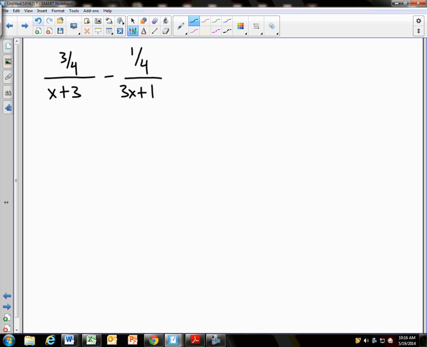So, this is the fraction decomposed. That's what we say. We've decomposed it. We've split it apart. 3/4 would be the same as 3 over 4 times x plus 3, if you were to multiply by the reciprocal, minus 1 over 4 times 3x plus 1. So we have now rewritten the problem. Let us now integrate.